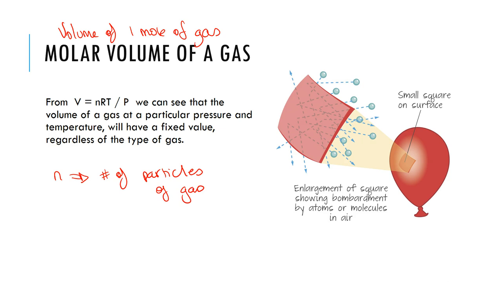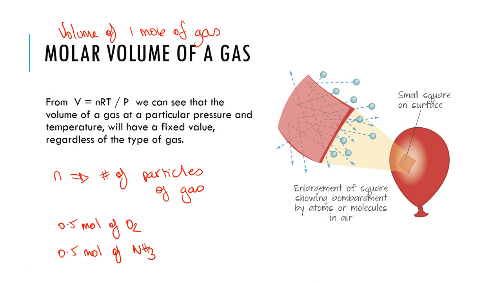So n will be the same irrespective of what the gas is, because if I had 0.5 mole of O2, n is going to be 0.5. If I had 0.5 mole of NH3, it will still be 0.5, which would be 6.02 times 10 to the 23 divided by 2. Okay, so it doesn't matter what the gas is, it will always, at the same temperature and pressure, have the same volume. And that's what Avogadro discovered.